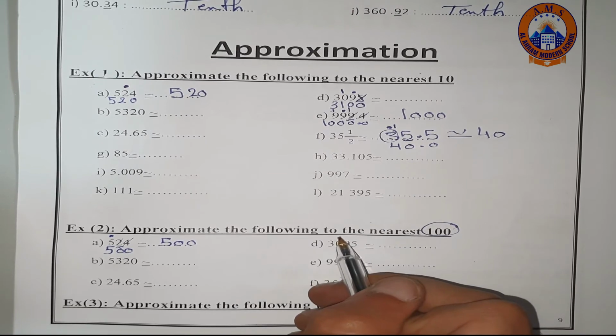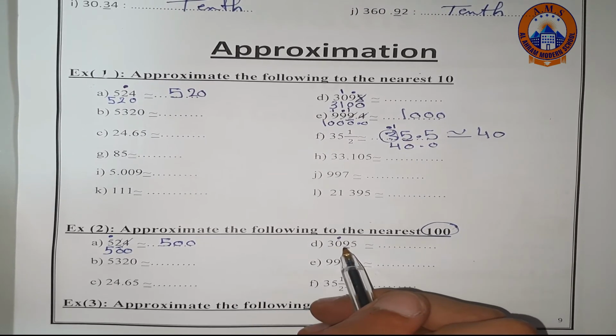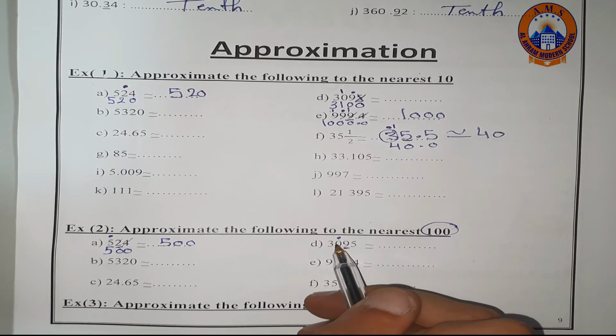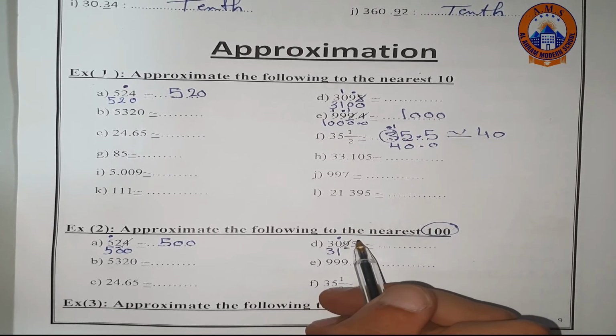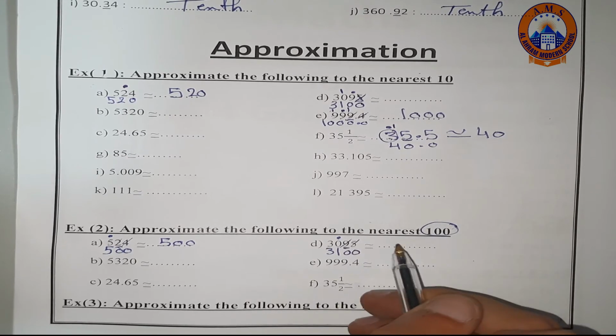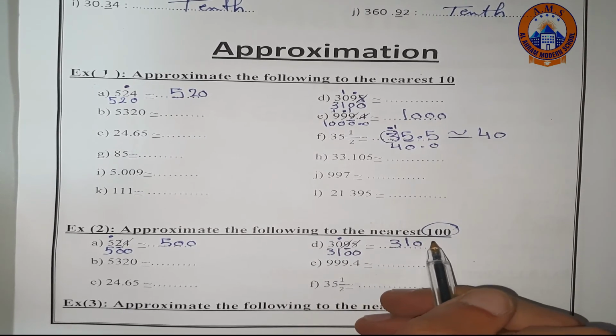The 100 digit is 0, but 9 is a strong number. It will increase this 0 to become 1, and we have 3, and 9 and 5 will turn into 0, so it's approximately 3100.